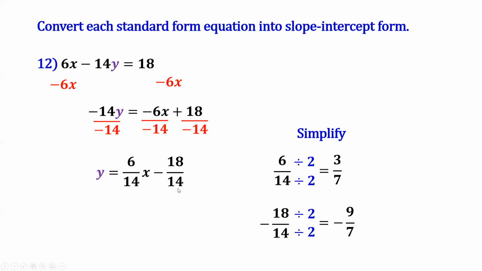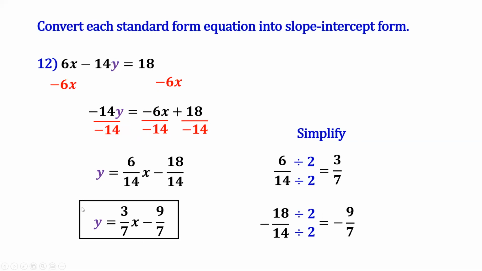So I can now rewrite this answer as y equals 3/7 x minus 9 over 7, or 9/7. This is the best answer. This is your simplified answer. Go ahead and box it, and you're done with number 12.